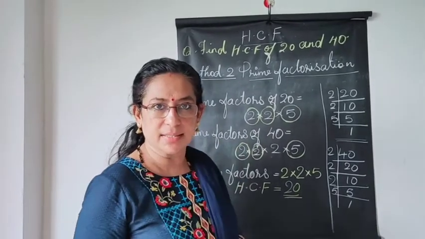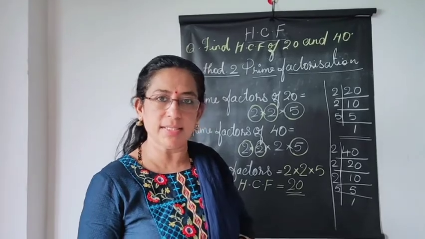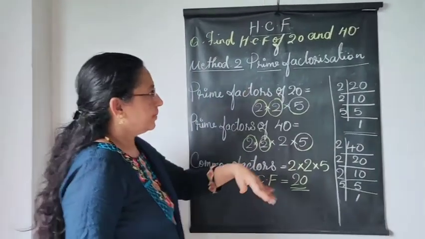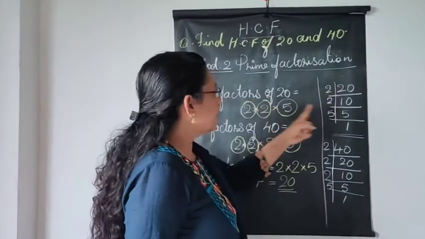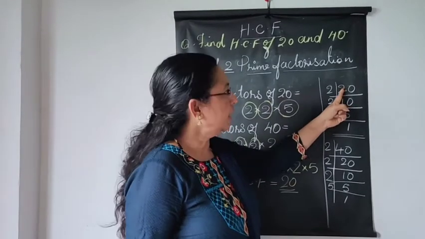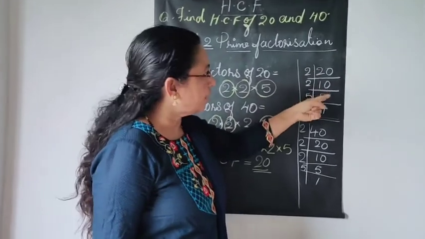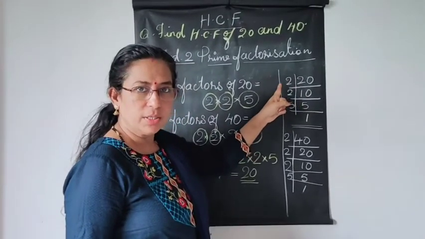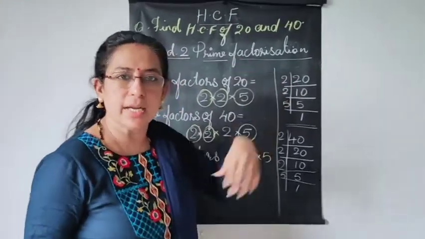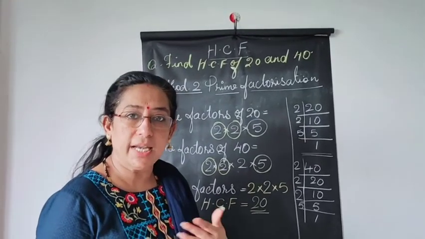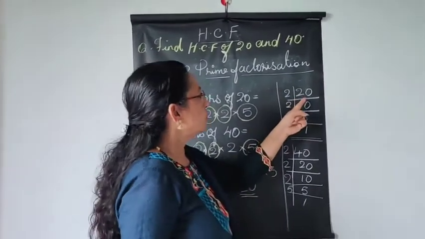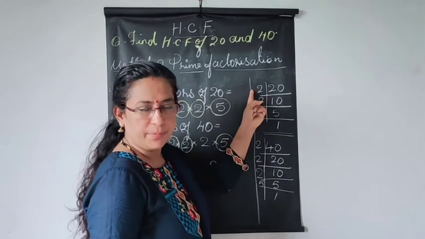We learned last class how to find out prime factors, is it? So the same way, first find out the prime factors of 20. Write down 20, then take the smallest prime factor and check whether it is possible to divide or not. If not possible, then go with the next prime number. So 20 divided by 2. Is it possible? Yes, it is possible.